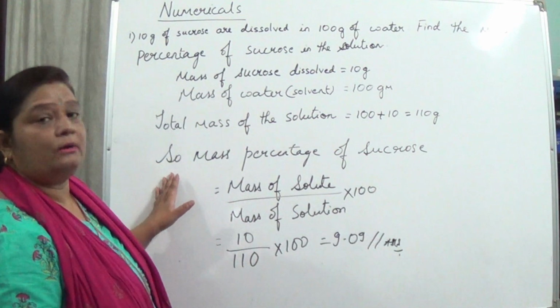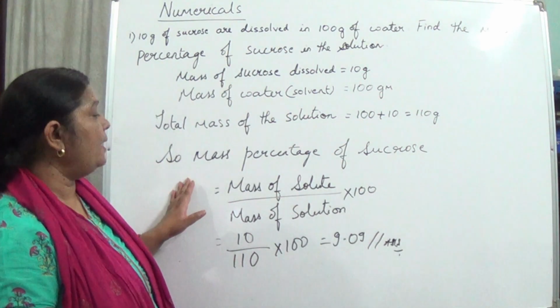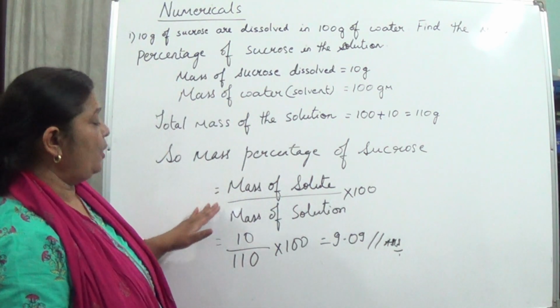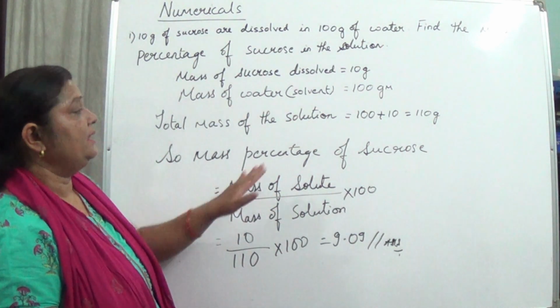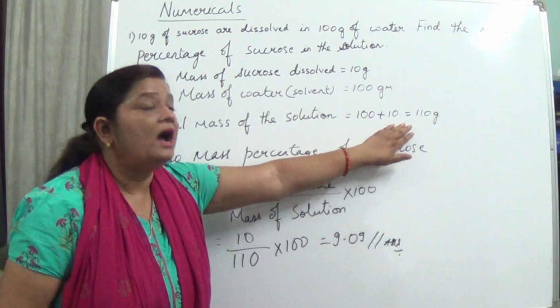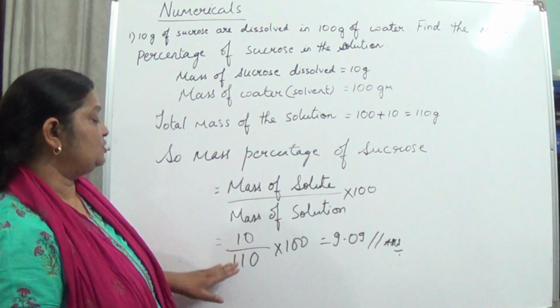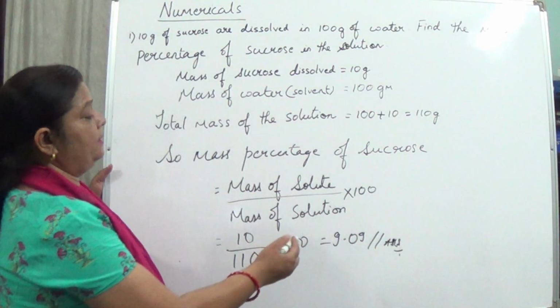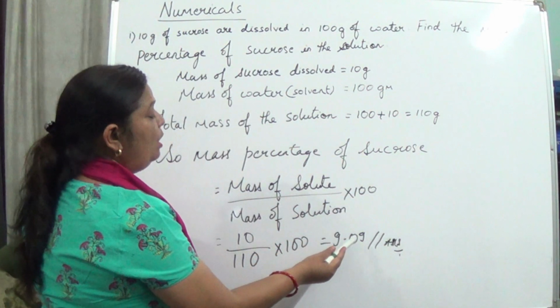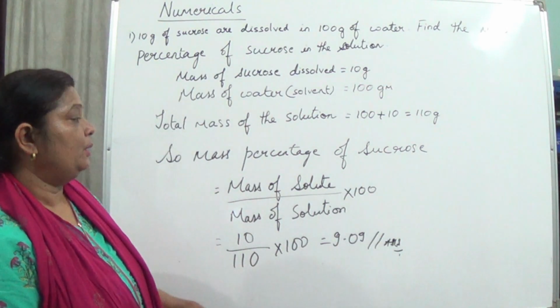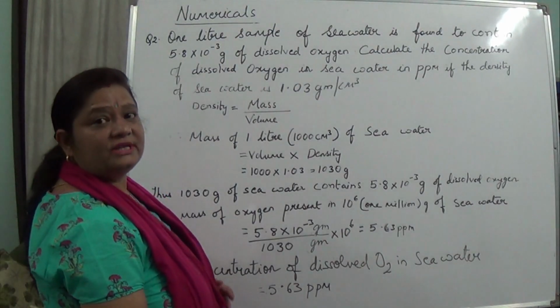Okay, so now take out the mass percentage using the formula. Mass of the solute, what has been given? 10 grams. Okay, upon what? Mass of the solution that we had taken out, how much is it? 110 grams into what? 100. When you solve this, what will you get? 9.09. This is the mass percentage. Okay, so let's move on to the second question.